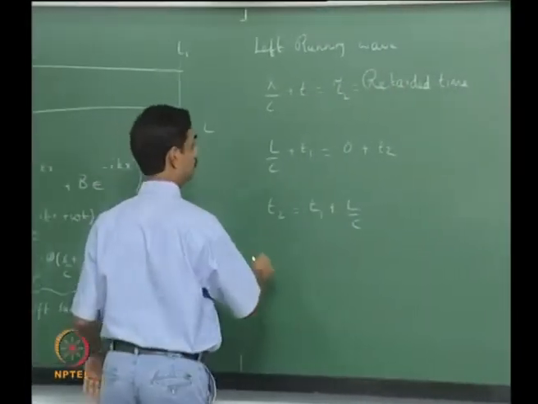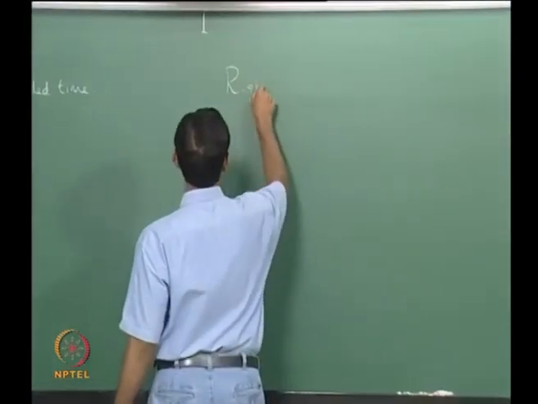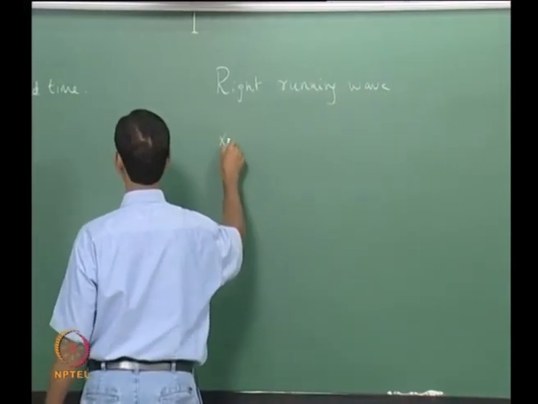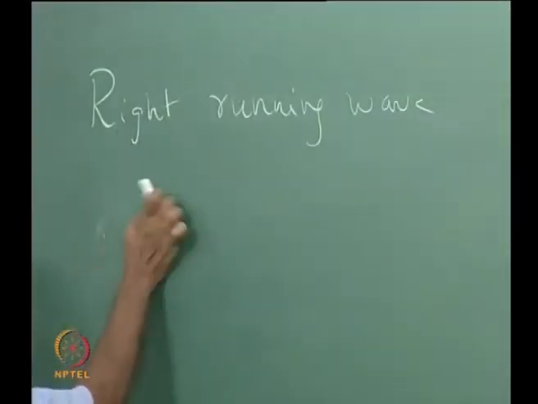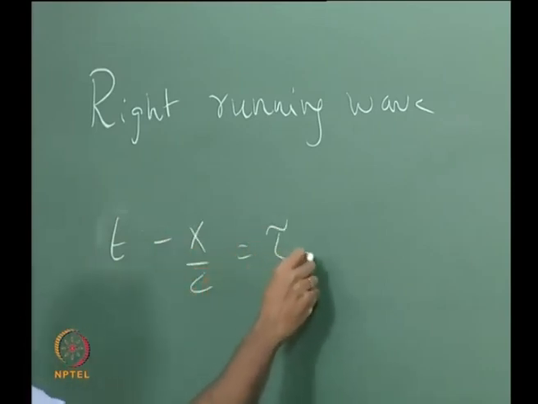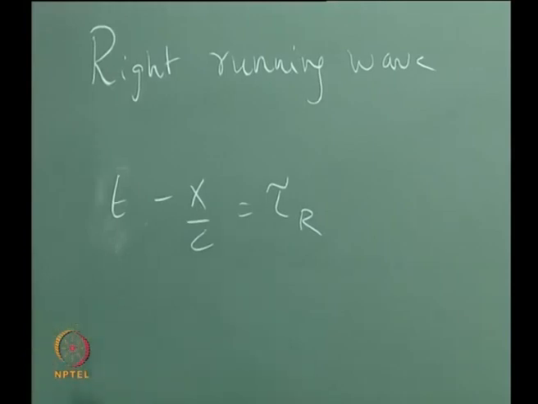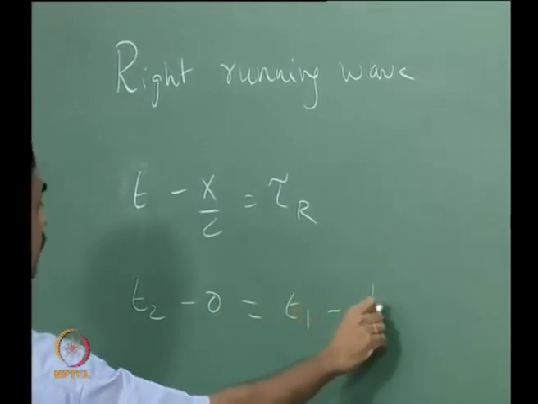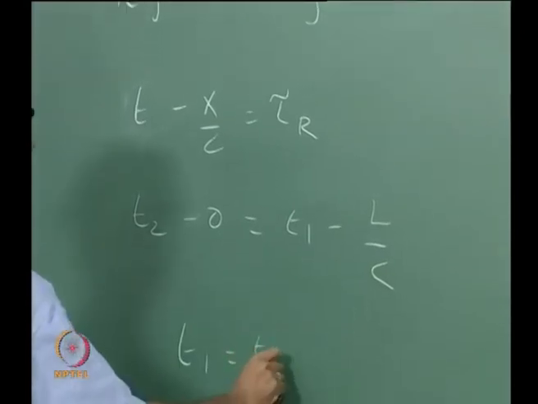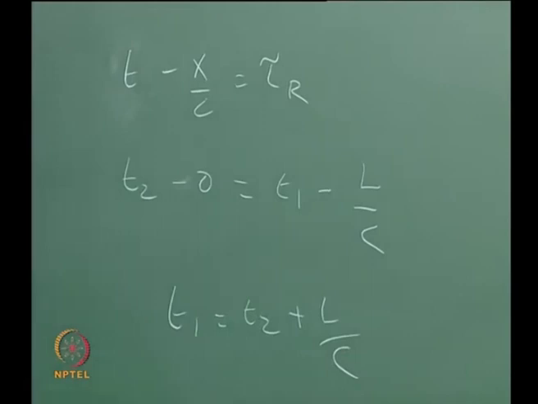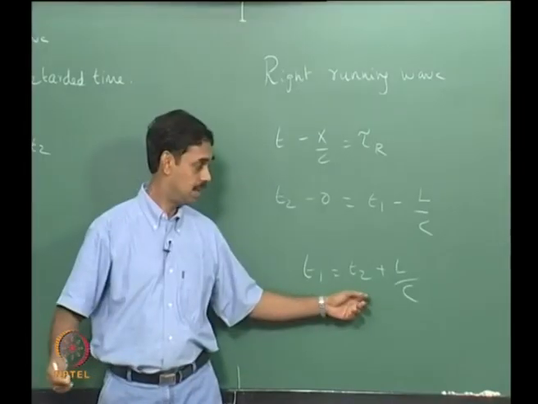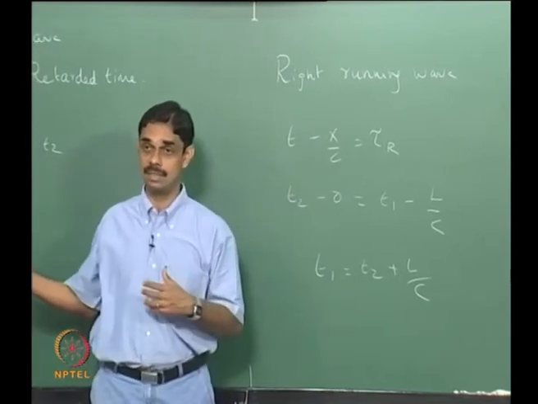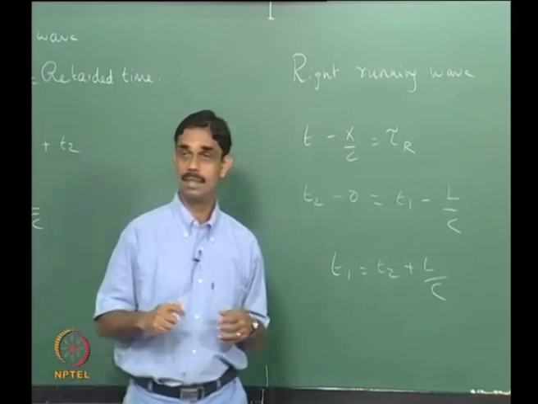Now, if you look at the right running wave, there it will be t minus x over c equal to tau r. So at x equal to 0, you will have t2 minus 0 equal to t1 minus L over c. So t1 equal to t2 plus L over c. So if the wave was at x equal to 0 at time t2, then after some extra time L over c, it reaches t1, which is consistent with our understanding that the wave is moving from 0 to L. So both are consistent. So there is no need to modify the coordinate system. Is it okay? Okay. Any other questions?